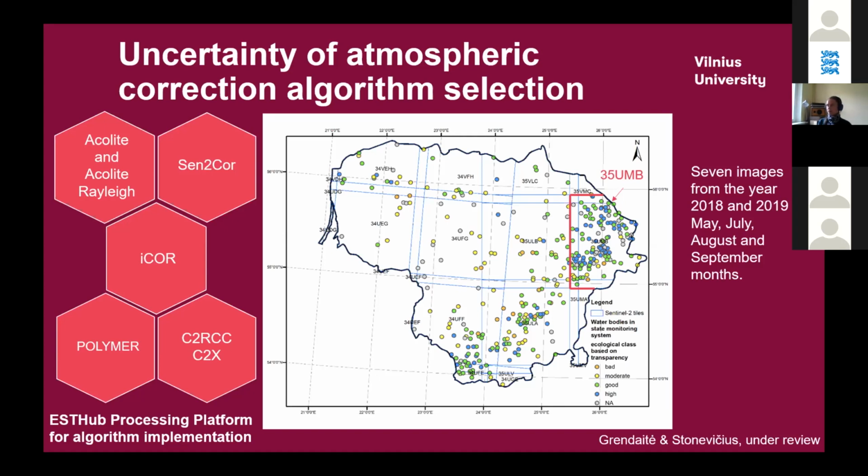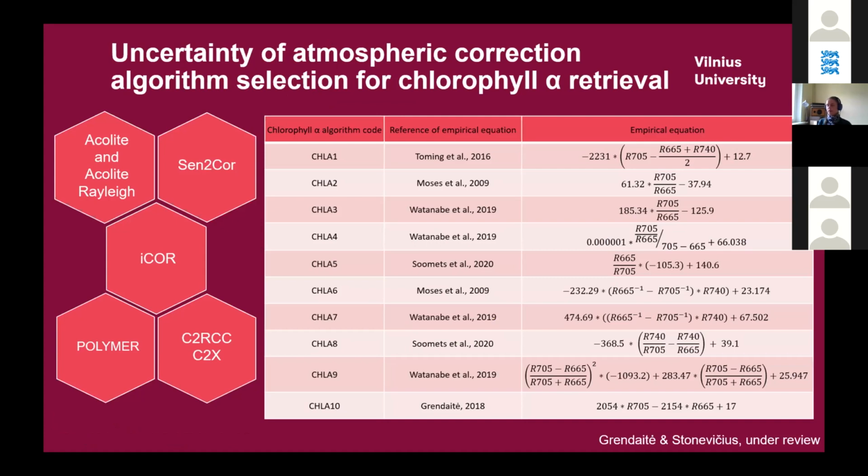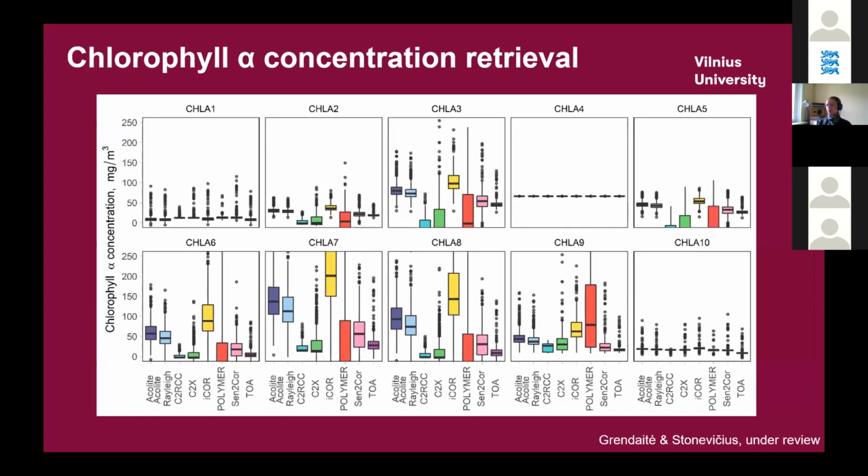And also for this research, we used 10 different chlorophyll retrieval algorithms. They were based on 2 or 3 bands and had, as you can see, some of them are band difference algorithms, some algorithms use band ratios, and all this was calculated on Sentinel-2 data. So when we retrieved the chlorophyll concentration for all 136 lakes, we saw a great variation among the atmospheric correction algorithms and also the chlorophyll algorithms.